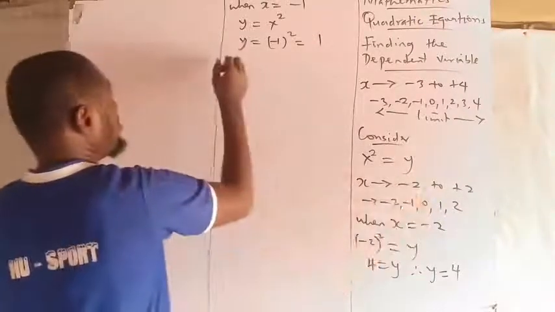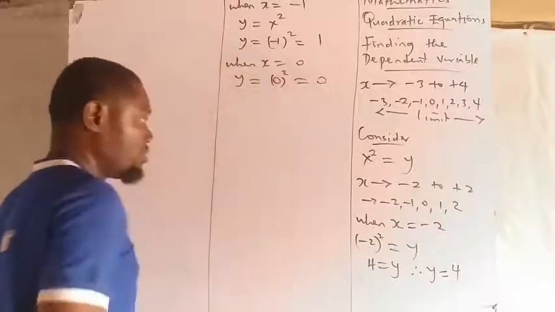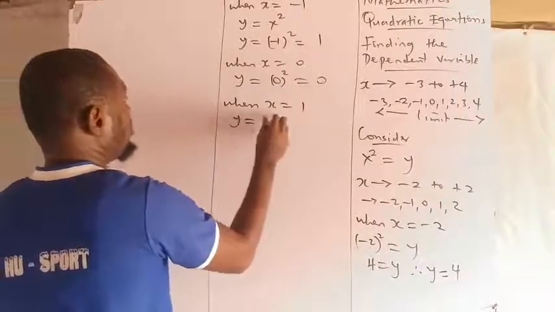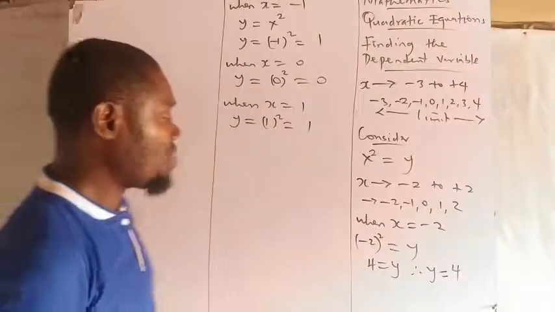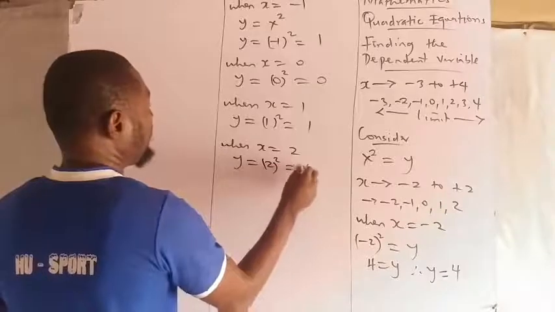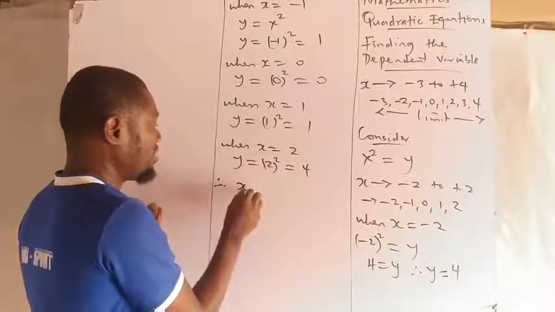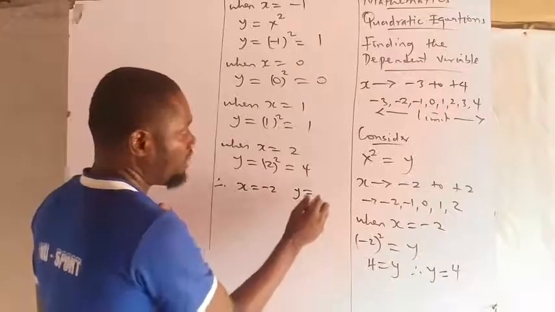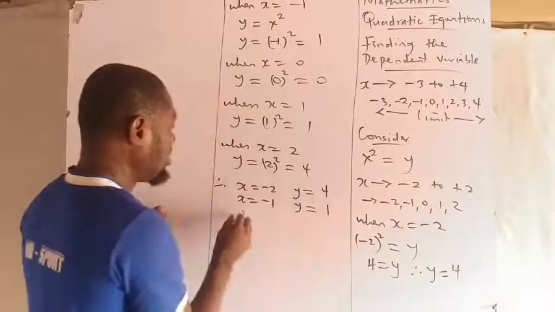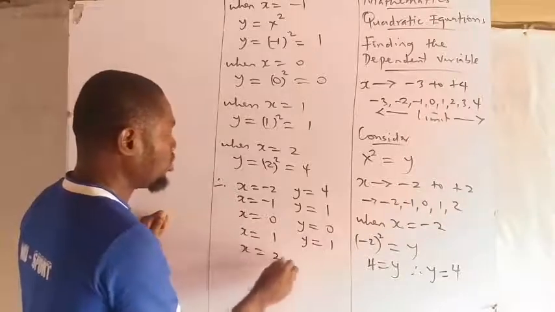When x is 0, what is y? y will be equal to 0 raised to power 2. That will still be 0. When x is 1, then y will be equal to 1 all squared. That will be 1. And when x is 2, then y will be equal to 2 raised to power 2. That will be 4. So therefore, the values are this. When x is -2, y is 4. When x is -1, y is 1, when x is 0, y is 0, when x is 1, y is 1, and when x is 2, y is 4.